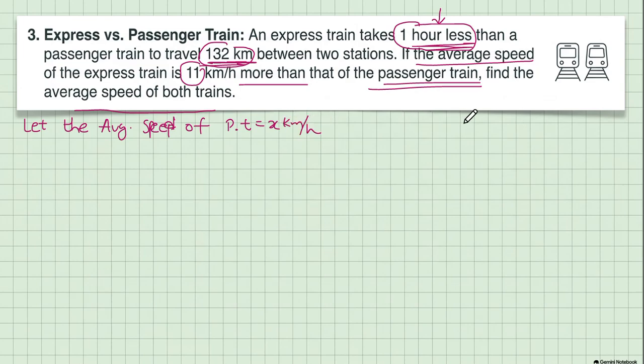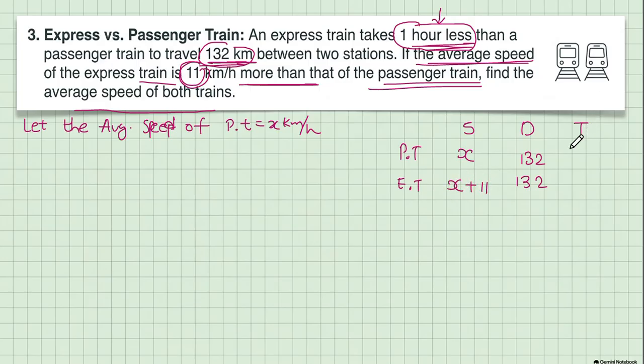So we'll make the table here: speed, distance and time. Here I write passenger train, and the second one is express train. For the passenger train, the speed we have taken is x kilometer per hour. Distance is 132, and the distance for the other train is also 132. What is the speed of the express train? It is given that the average speed of the express train is 11 km per hour more than that of the passenger train. So passenger train speed is x, and 11 km per hour more means x plus 11 is the speed of the express train.